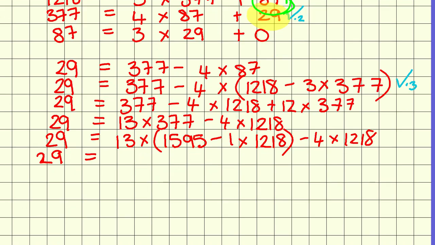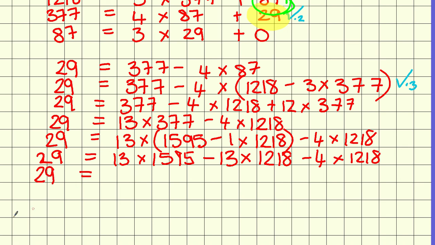Alright, we're going to multiply the brackets and then simplify. So you've got 13 lots of 1595, then here you've got 13 lots of minus 1 lot of this, so it gives you minus 13 lots of 1218. The end part can stay the same. And then gather like terms.